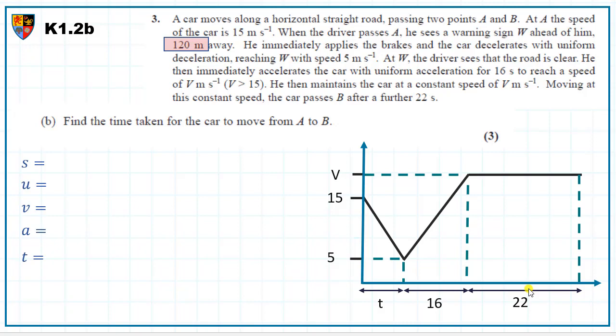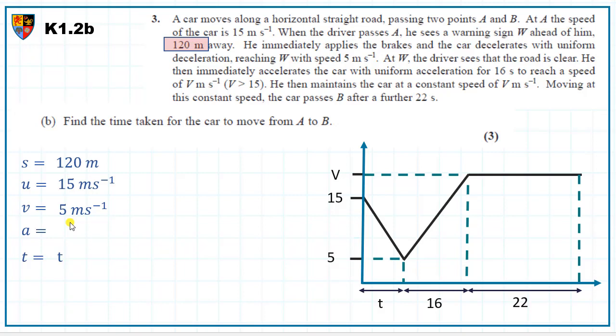So, what information do I have? All of a sudden, the distance is useful now. It is useful. Okay? For 120 meters, I know that I had 15 meters per second, then going down to 5 meters per second, and that was for a time t.